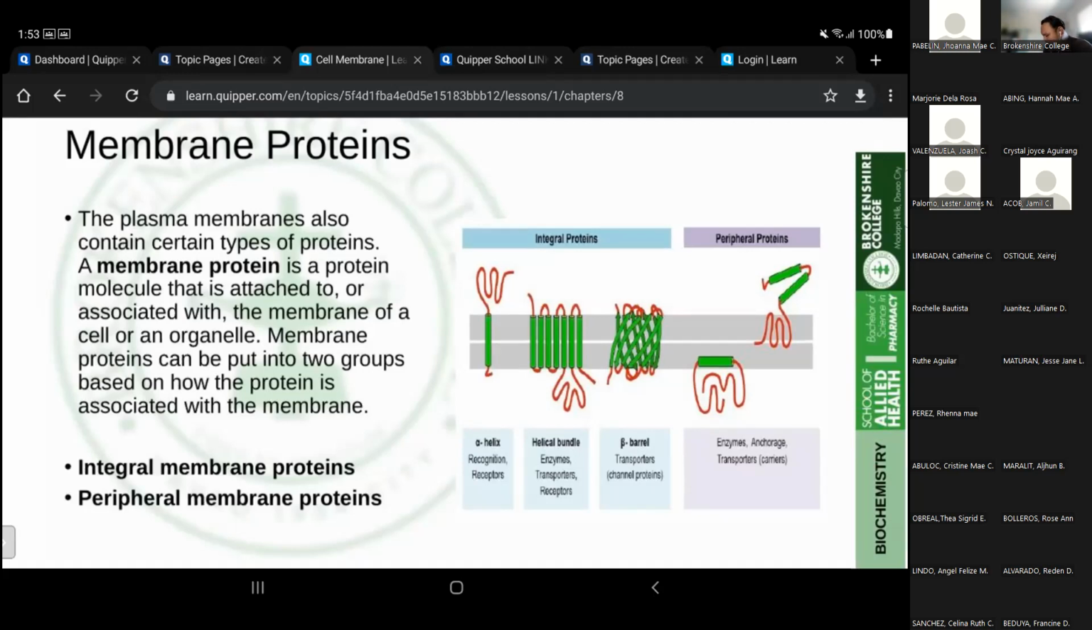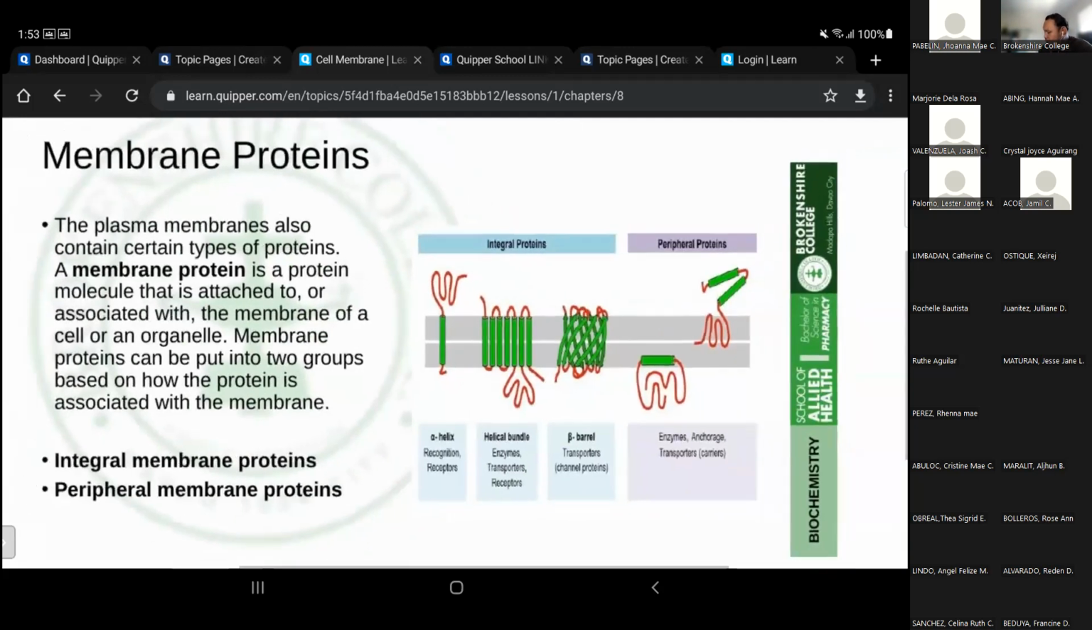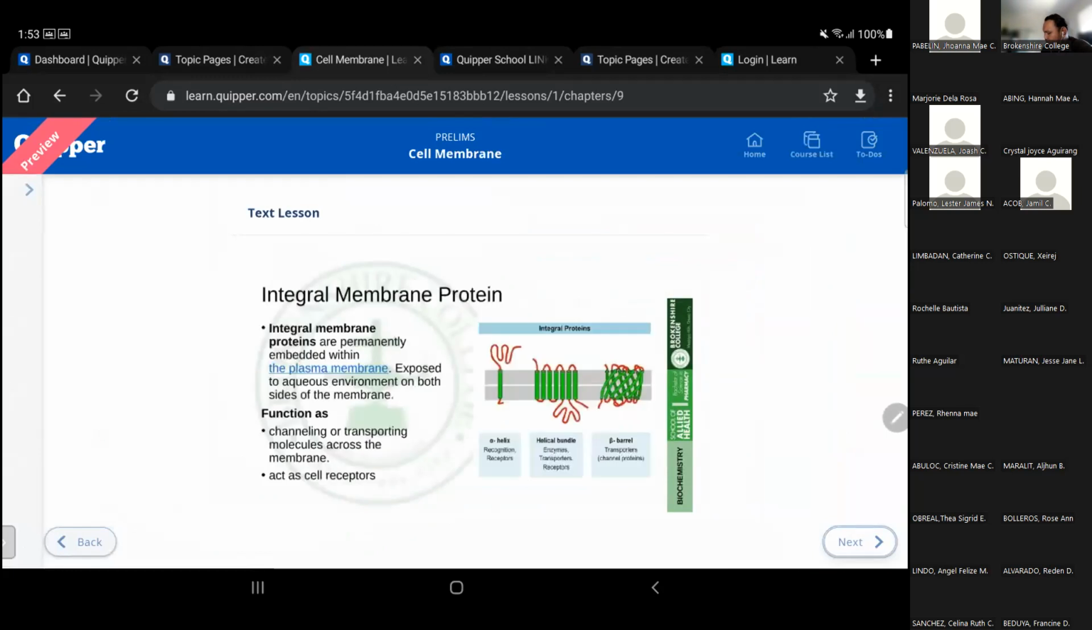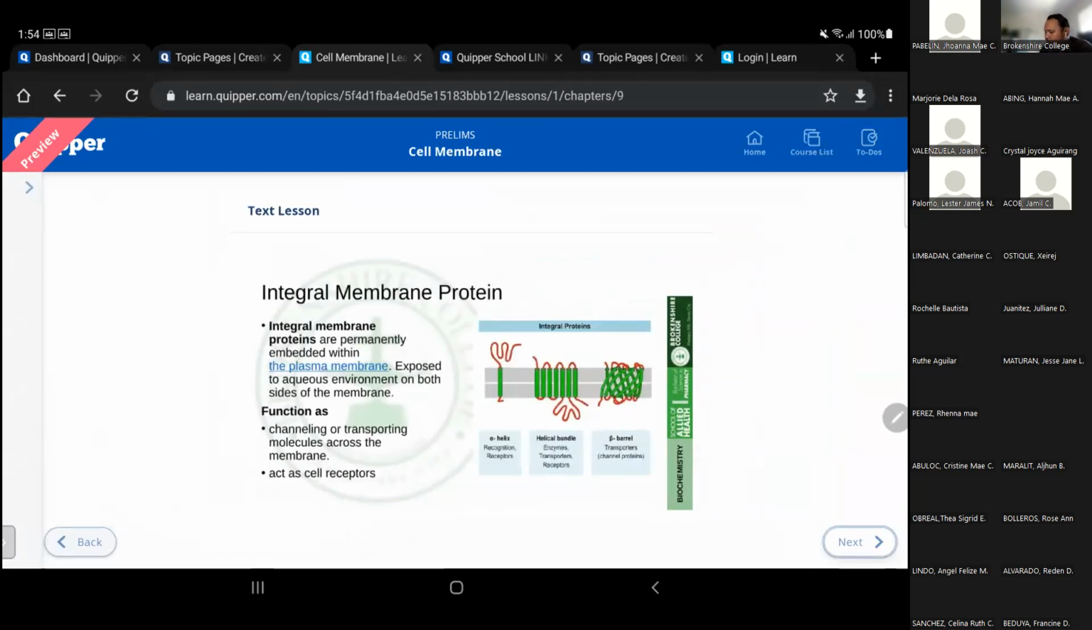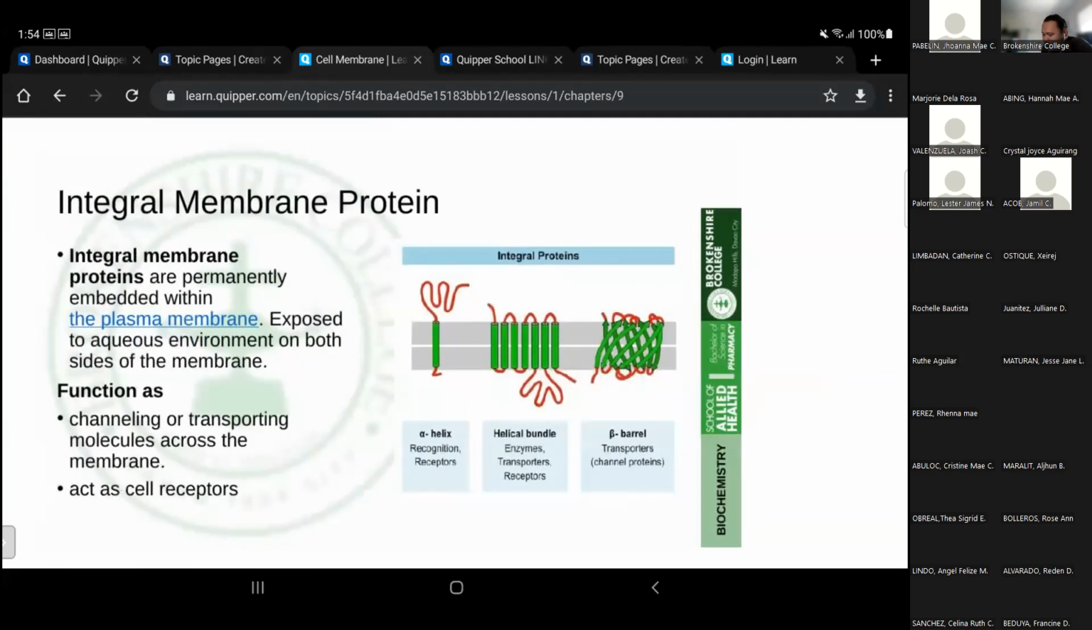Okay. Let's continue. Okay, talking about integral protein. Again, as I have said, they are within the plasma membrane. They are permanently embedded within the plasma membrane. That is also the difference between integral protein and peripheral protein.